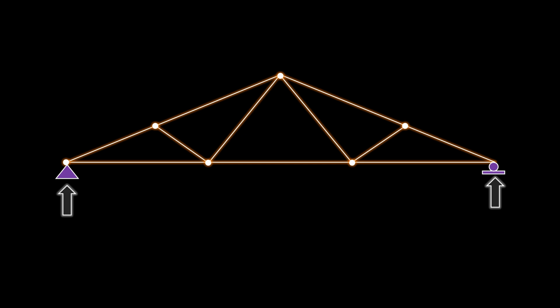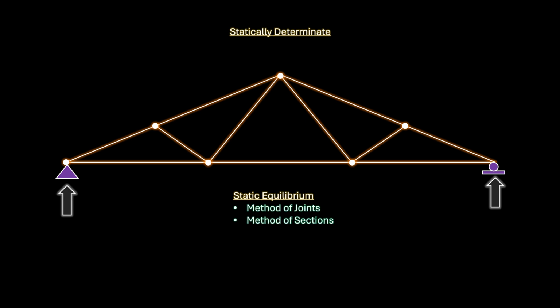From an analysis perspective, the pin and roller supports ensure that the truss is statically determinate. This means that the number of equilibrium equations available matches the number of unknown support reactions, which we have reduced to just the vertical reactions. This allows for straightforward analysis using static equilibrium alone, without requiring advanced analysis methods. We will use static equilibrium methods such as the method of joints and method of sections.